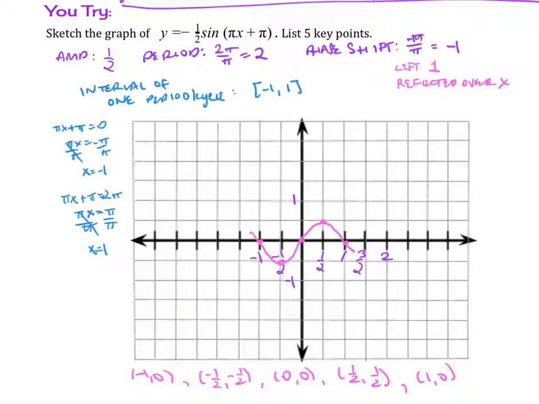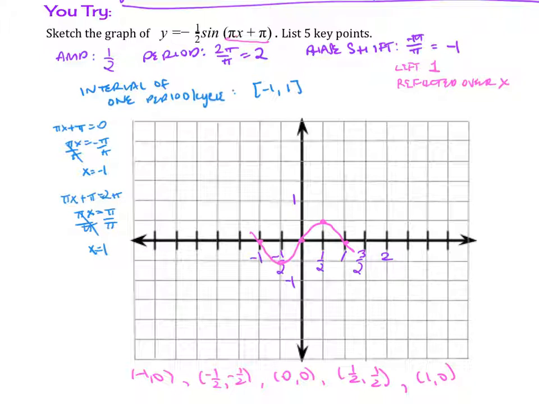The phase shift, you do the negative c over b, so that is left 1. And we know it's also reflected over the x-axis, and we're looking at a sine graph. So looking at the interval of one period, one cycle, you do pi x plus pi equals 0, and pi x plus pi equals 2 pi, to figure out where one interval is. So that's between negative 1 and 1.